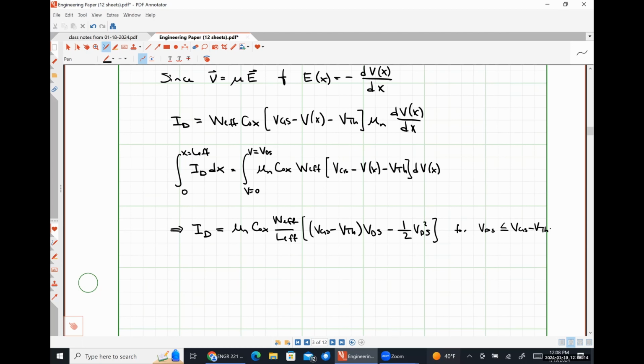So this is what our device current is going to look like when our drain source voltage, or the potential difference between the drain and source, is less than what we call our overdrive voltage. It's called the overdrive voltage because we're putting more voltage than is needed to turn the device on, to get it out of cutoff. So let me just say this really quickly. This quantity right here is commonly known as the overdrive voltage.